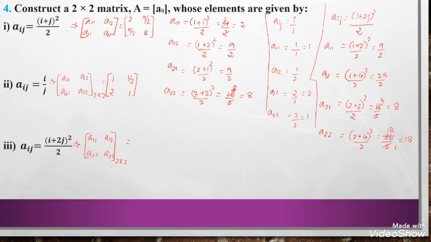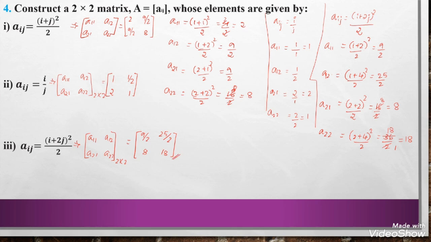Okay. Now write all the elements in the matrix form. First will be 9 divided by 2. Second one, 25 divided by 2. Next 8 and 18. These are the elements of the given matrix.